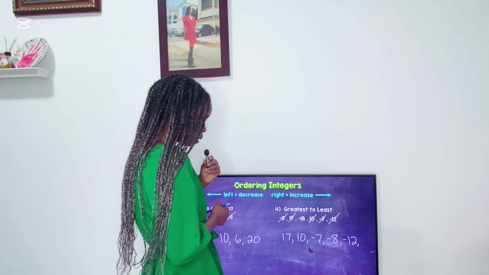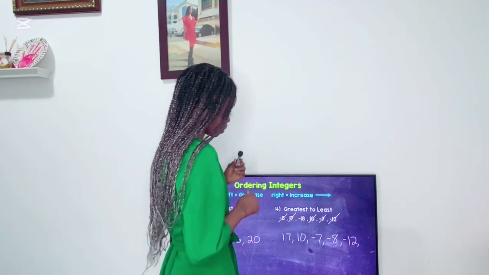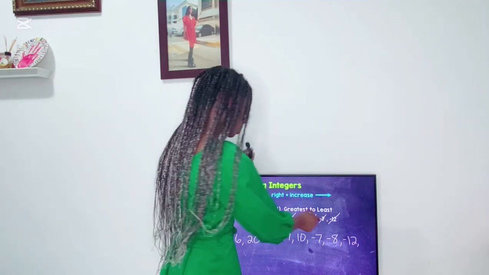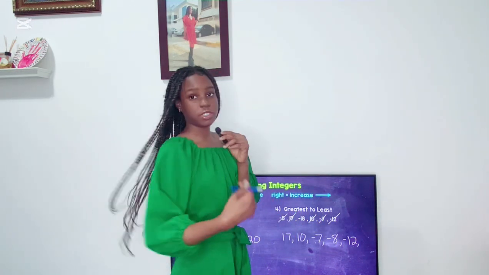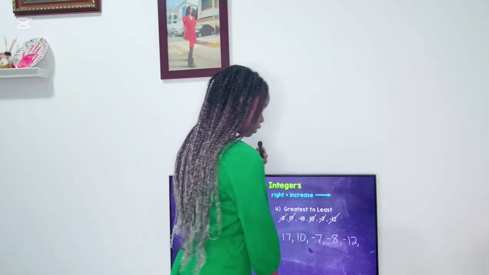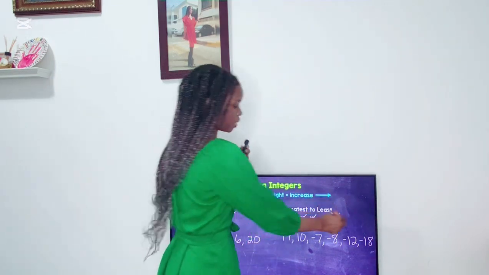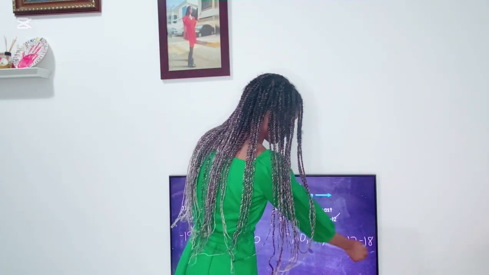Oh! I forgot to write it. Okay, it's fine. Yeah, it's fine. So, which is next? The -8. After -7, it's -8. Then we have a -12. Okay, so I'm so sorry. I forgot to write -18, but yeah, -18 is the least here.